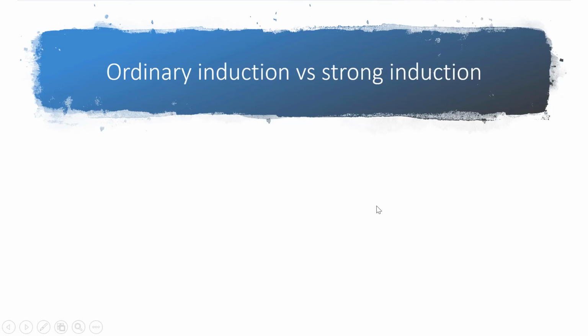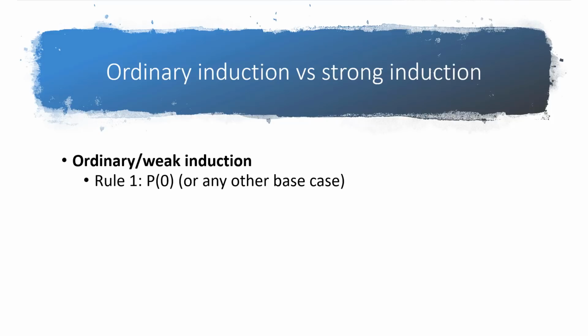So let's compare ordinary versus weak induction. Ordinary or weak induction is the easiest to explain. In other words, ordinary or weak induction says that rule 1 is that P(0) is true, some base case. And then we assume P(n) and try to prove P(n+1).